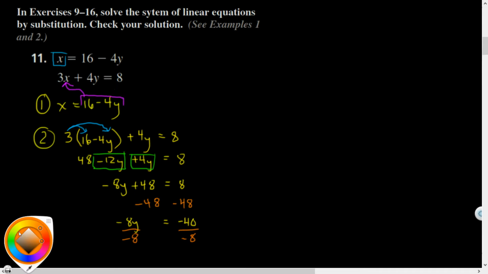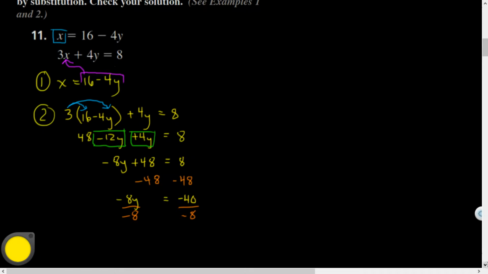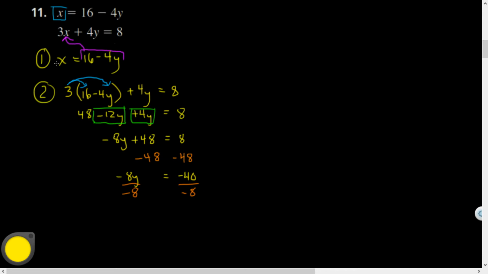Hopefully you guys are getting awesome at solving, right? I mean, we are a few chapters in now. That used to be the tough thing, but now we're solving multiple equations simultaneously. How amazing is that? So I'll have y equals 5.